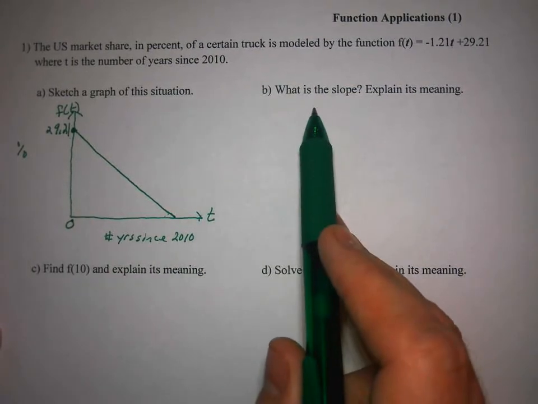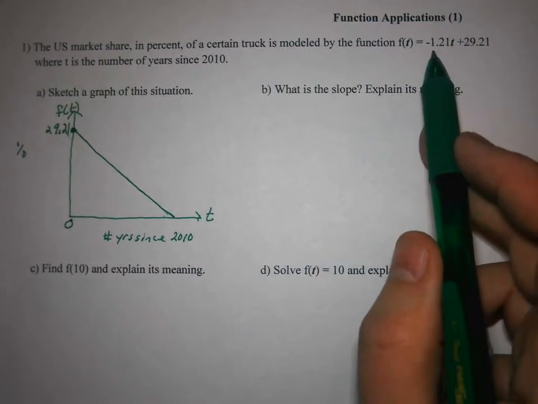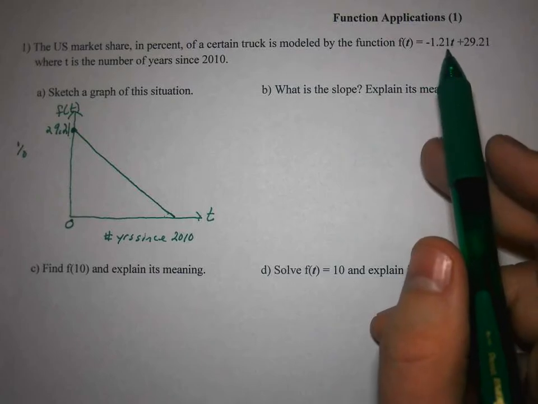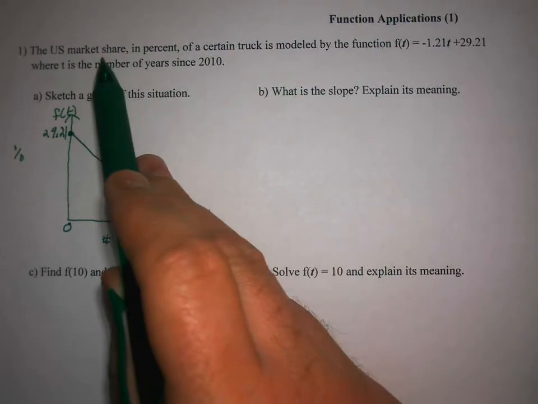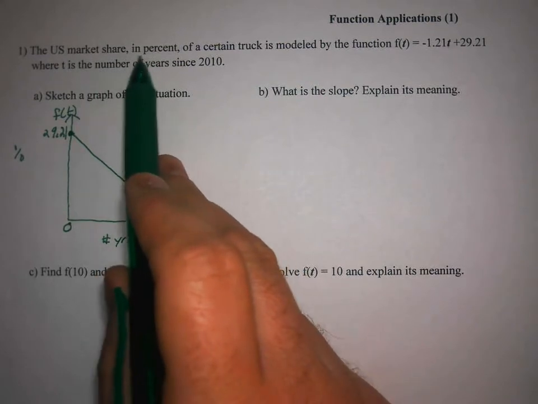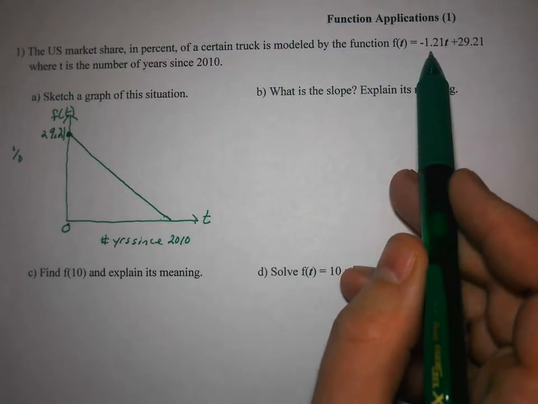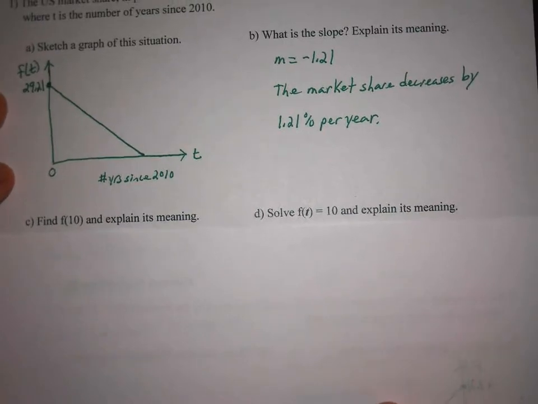Okay, what is the slope? Well, the slope of our line, we already mentioned, is m equals negative 1.21. So think about what that's telling us. The y value, which is the market share in percent, is decreasing by 1.21% every year. So that's how you determine the slope and explain its meaning.